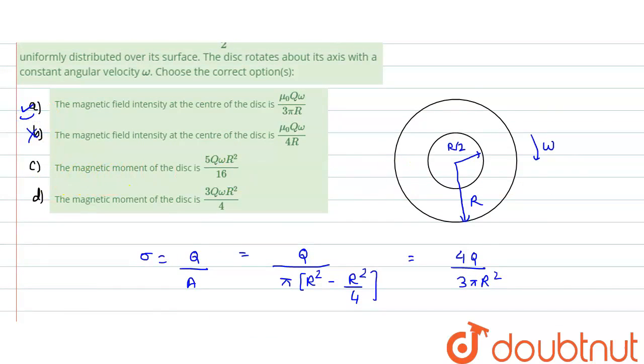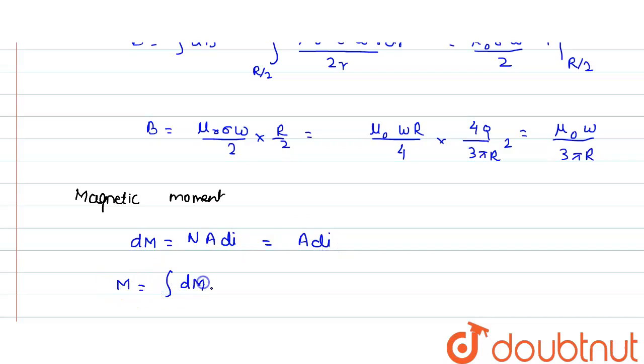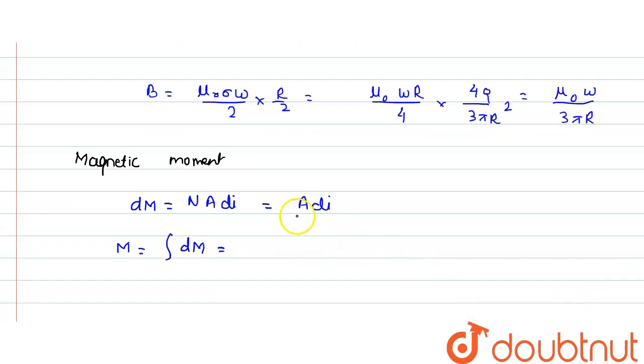Also, we need to find the value of the magnetic moment. So how to find the value of the magnetic moment? Similarly, we will be doing, so magnetic moment due to small current is given as N into A into dI. Now there is just a single loop, so it would be equal to A into dI. Now, if we need to find the value of the total moment, we can just integrate this magnetic moment. And if we perform integration here, what is this area? This is the area of the cross section, which is equal to pi r square.